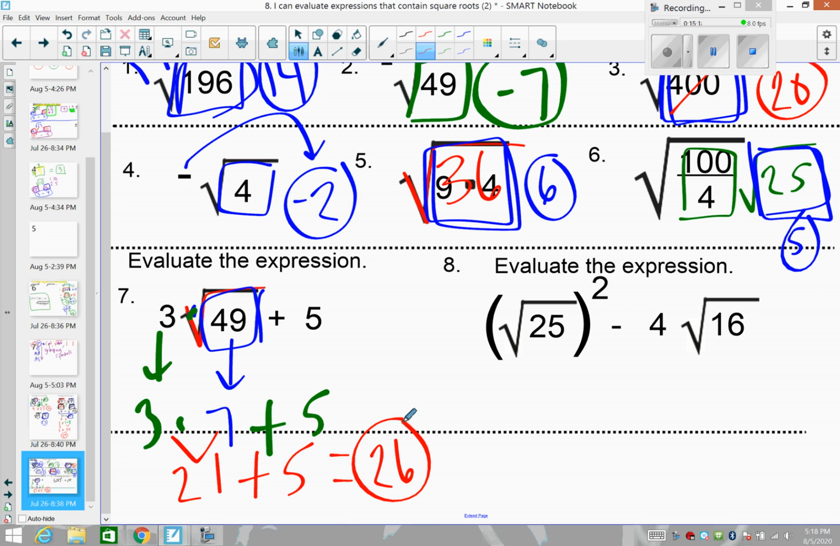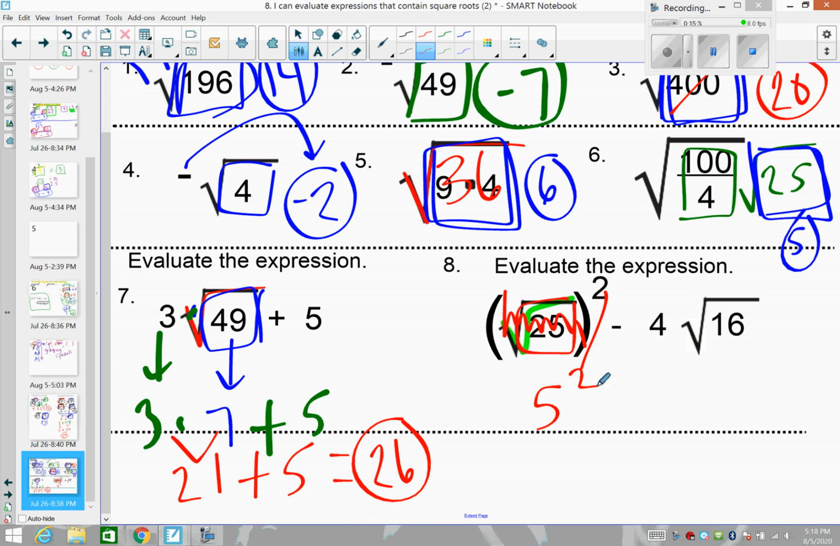All right. Question number 8. We have to do the inside first, okay? So we're going to go in here and do the square root of 25. And the square root of 25, as we know, is 5. We attach this power here, which is squared.